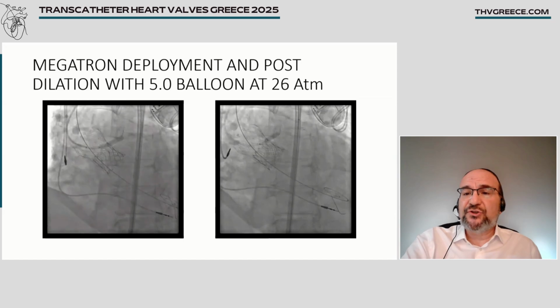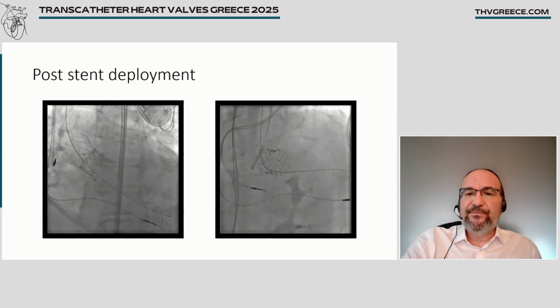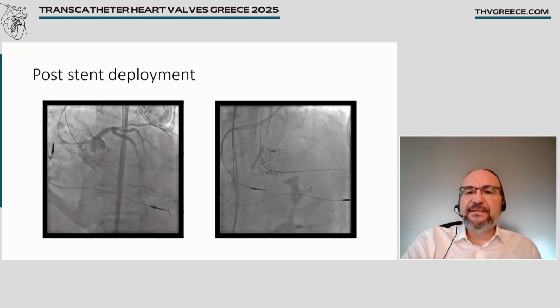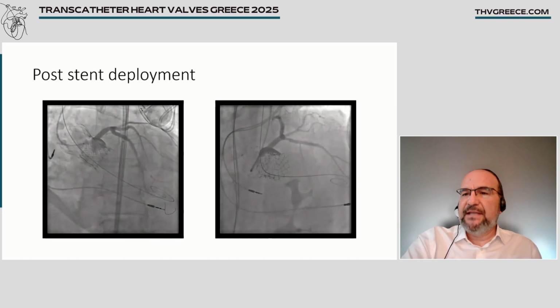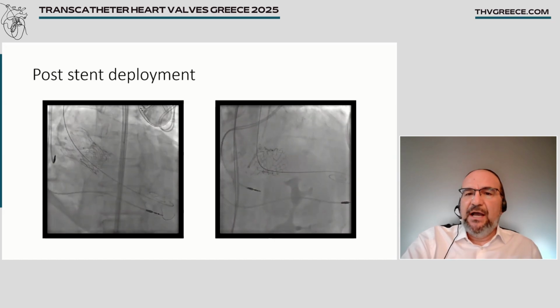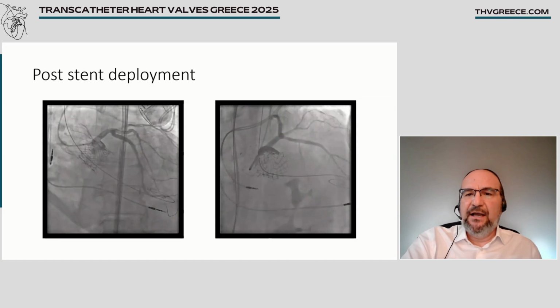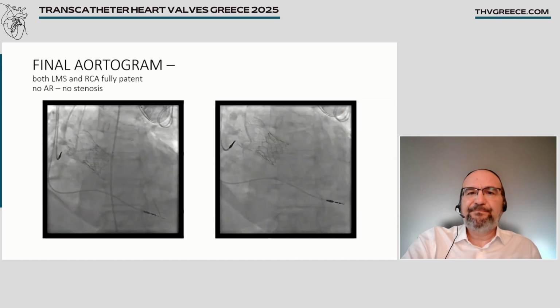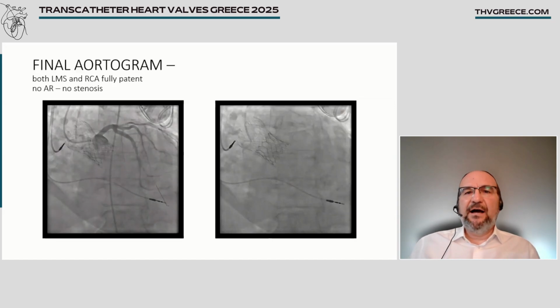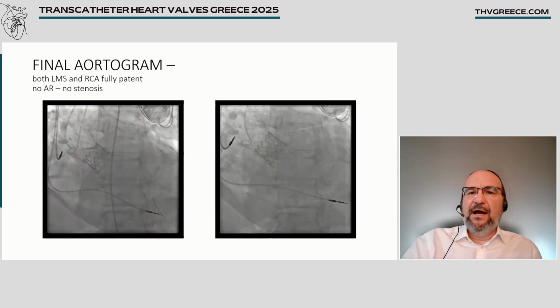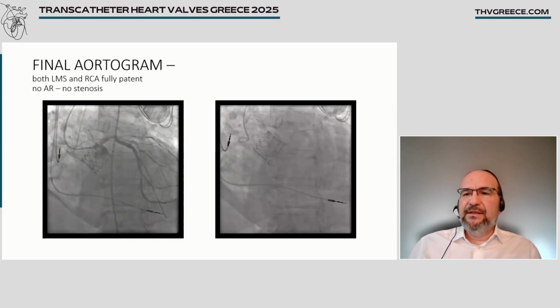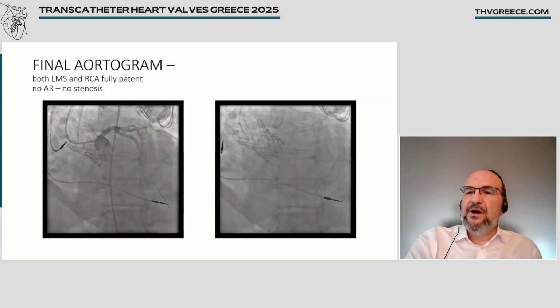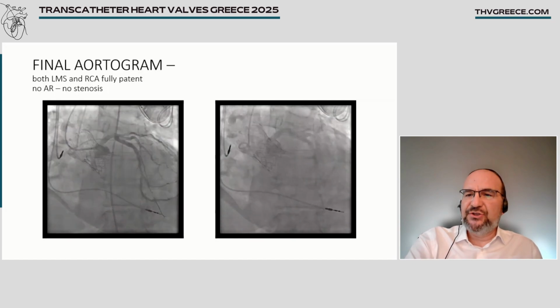We need to do strong post-dilatation. And this is the appearance post-stent deployment. Very good stent apposition without any stenosis. And the final aortogram, both left main and right coronary artery are fully patent. There is no aortic stenosis or aortic regurgitation.